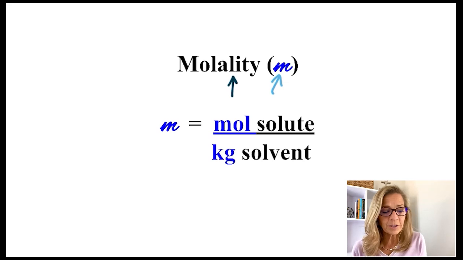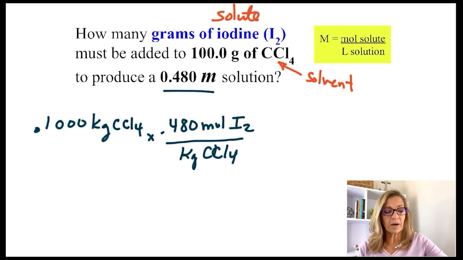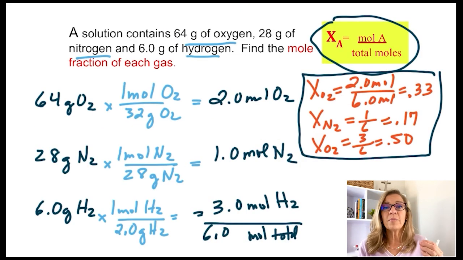I like to make a cursive M because it's 3 humps versus 2. Okay, so if I stop right here and multiply, what happens? Kilograms cancel. So now I'm left with moles of I2. Remember that mole fraction is actually a decimal. Don't leave it as a fraction, it's a decimal.